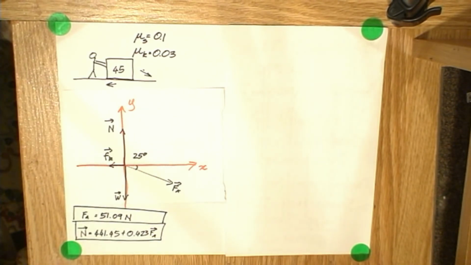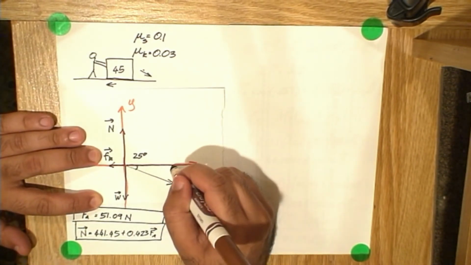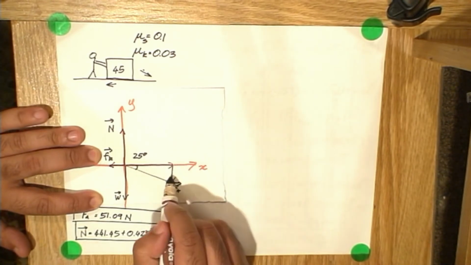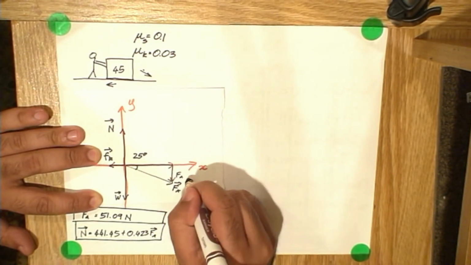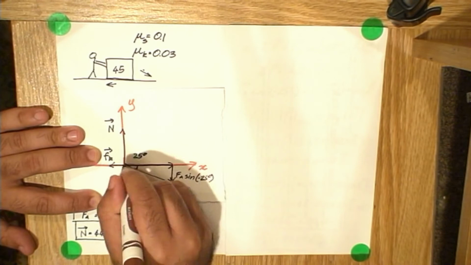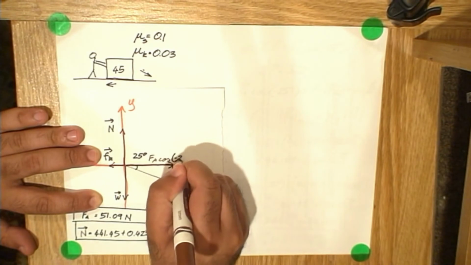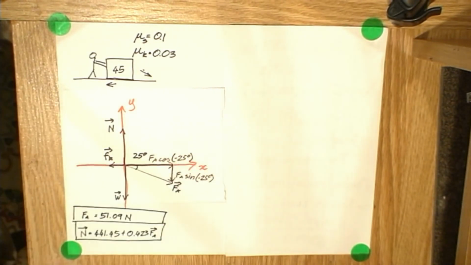So, now let us break the applied force in the same way as before. So this is the opposite side. It becomes applied force sine of negative 25. And this being the adjacent side, this becomes applied force cos negative 25. All of the forces in the y direction are precisely the same as what they were before. So now we just need to figure out the forces in the x direction.